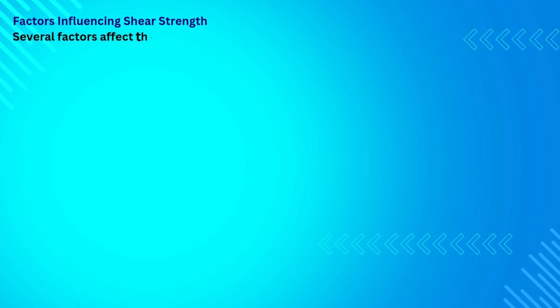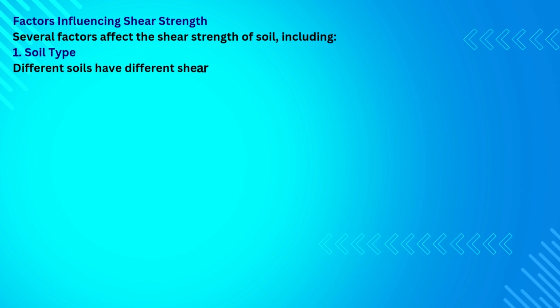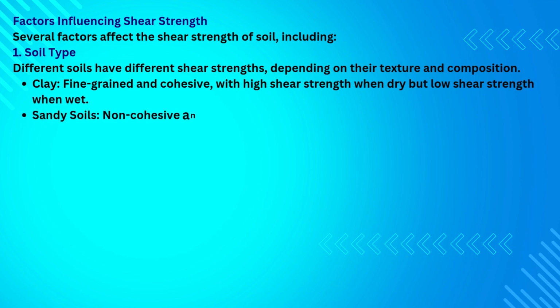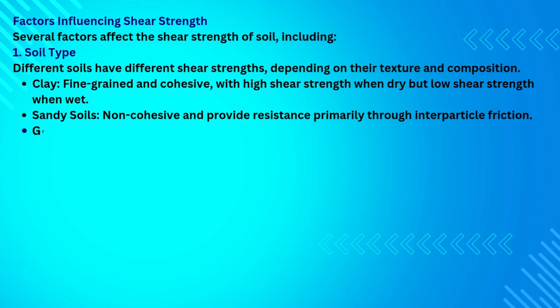Several factors affect the shear strength of soil, including 1. Soil type. Different soils have different shear strengths, depending on their texture and composition. Clay, fine-grained and cohesive, with high shear strength when dry, but low shear strength when wet. Sandy soils, non-cohesive and provide resistance primarily through interparticle friction. Gravel, coarse-grained soil with higher shear strength due to particle interlock.